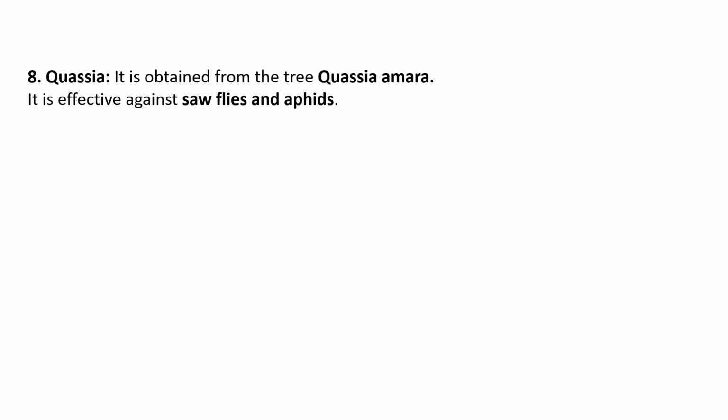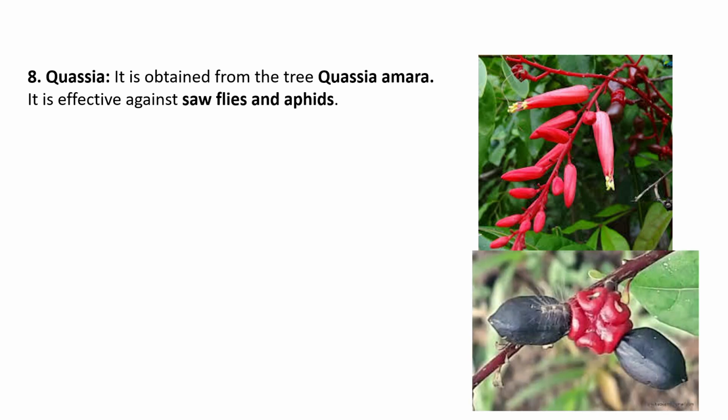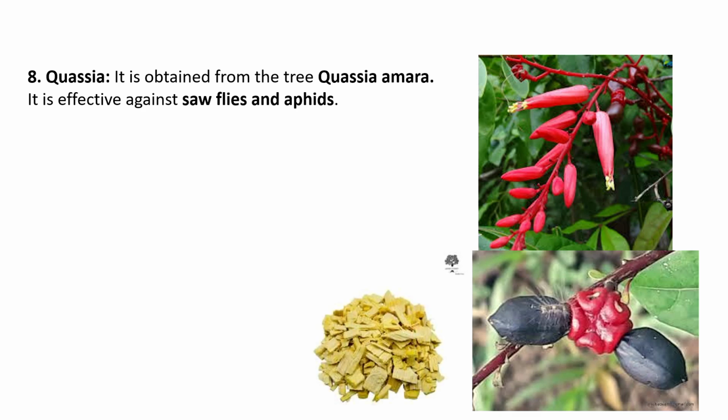Quassia wood. It is obtained from the tree Quassia amara. It is effective against sawfly and aphids. This is a reddish blue beautiful flower. Even the wood can be identified with phloroglucinol. The xylem will be very pinkish in color when you use phloroglucinol. This is the fruit. This is the wood which we are taking from Quassia.